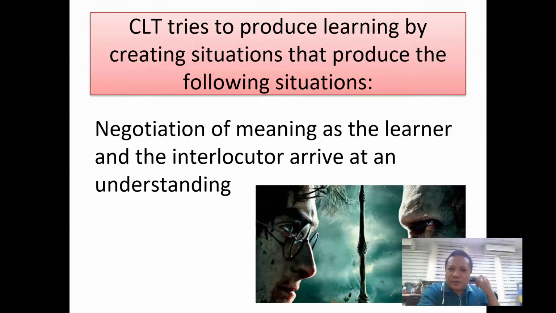CLT tries to produce learning by creating situations that produce negotiation of meaning as the learner and the interlocutor arrive at an understanding. So, if there's misunderstanding, if there is lack of communication, if there's a gap in understanding, you employ negotiation of meaning, which is a nice way of saying clarify. You clarify so that you and the one you're talking to arrive at an understanding. You understand each other.